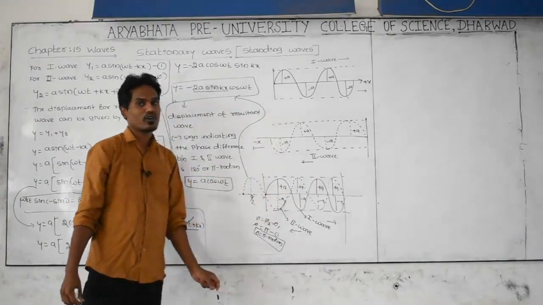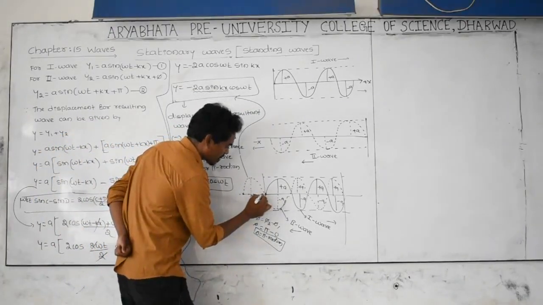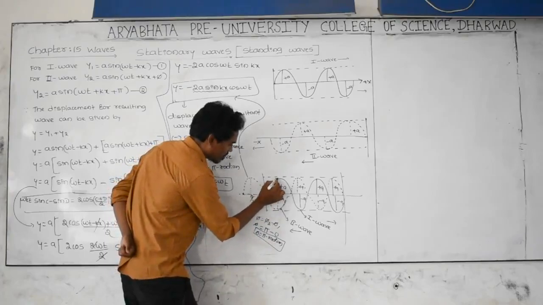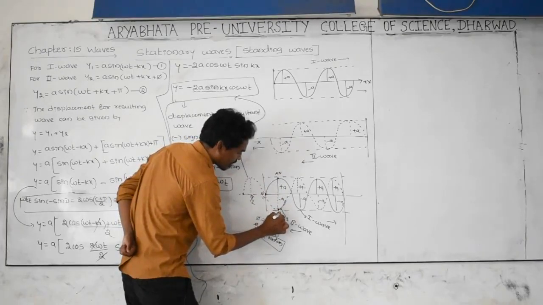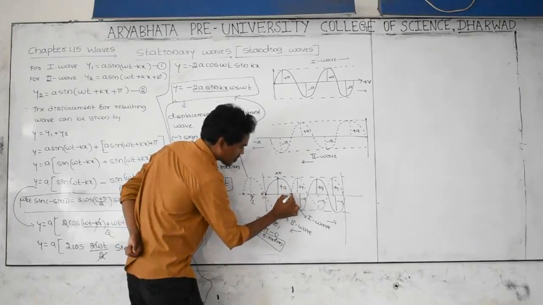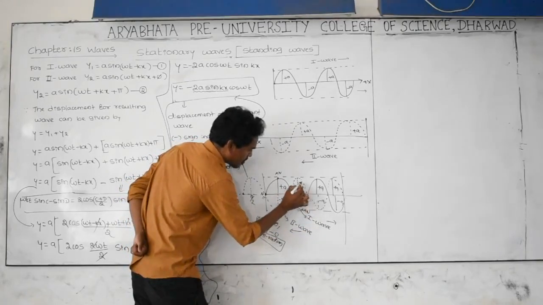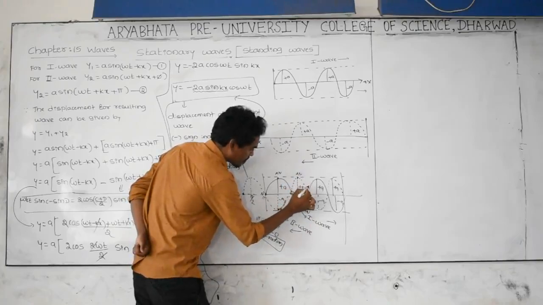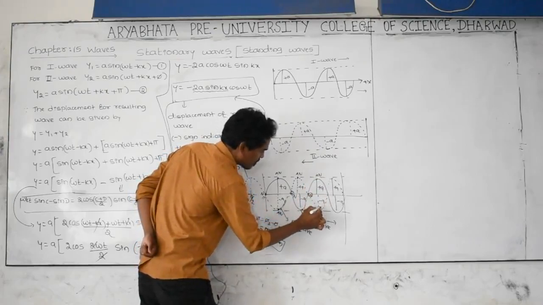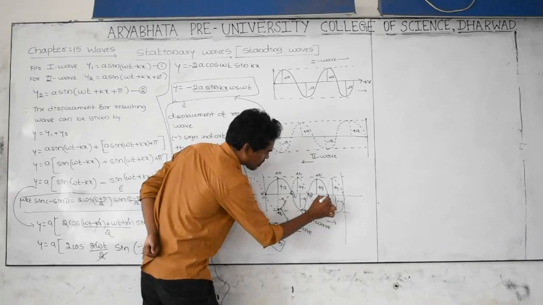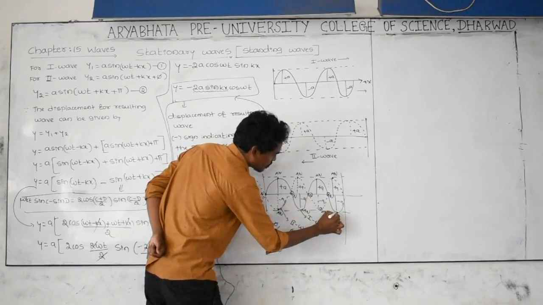Those points we are going to call nodes and antinodes. For example, here is one point, let us take it as AN, which I am indicating as an antinode. This point is called an antinode, and this point is called a node. This point is an antinode, this one is an antinode, this is a node point, this is an antinode, this is an antinode, and this is a node point. This is an antinode, and this point is also called an antinode.